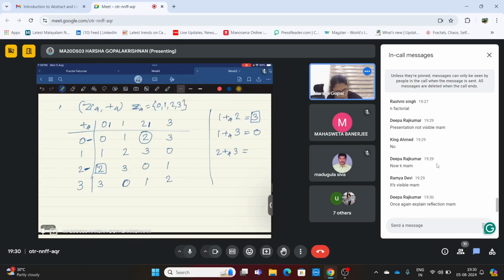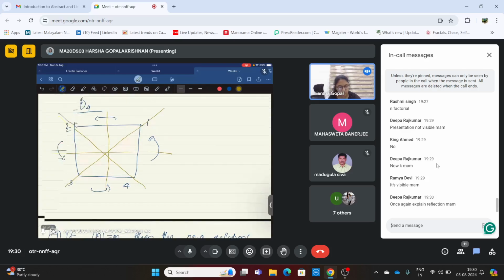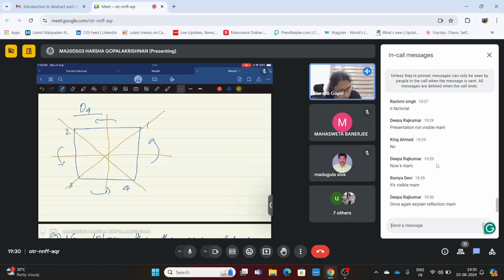Okay, I will explain the reflection in D4. So let me draw this one. If I am taking this red line through the middle of the square, that is one reflection. If I am taking a mirror there, what will happen? 1 will go to 2 and 2 will go to 1, and 4 will go to 3, 3 will go to 4, right? So that is our map. That is the reflection method.